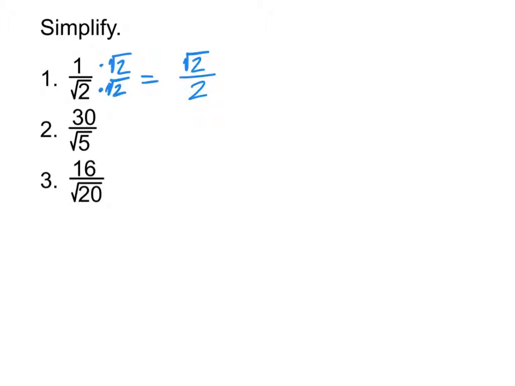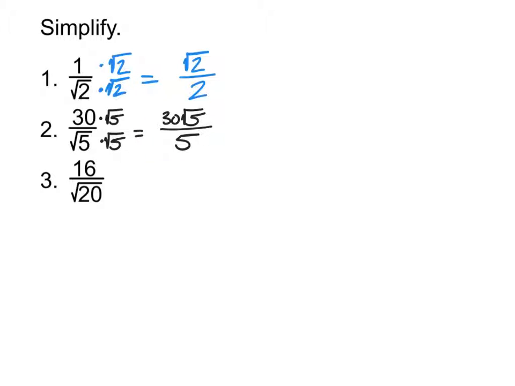All right, next up, for number 2, again, I need to rationalize the denominator, so I'm going to multiply top and bottom of this one by the square root of 5. When we do that, we end up with 30 root 5 all over 5. But you'll notice in this case, we're not done yet, because 30 over 5 reduces.